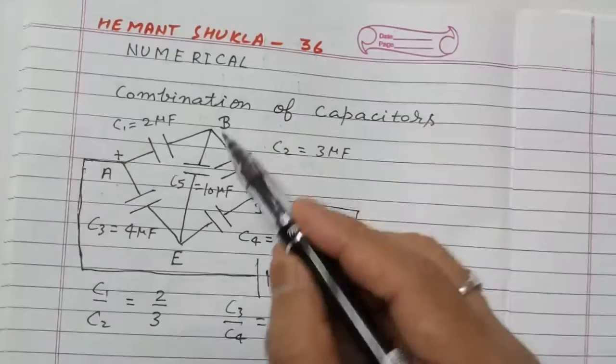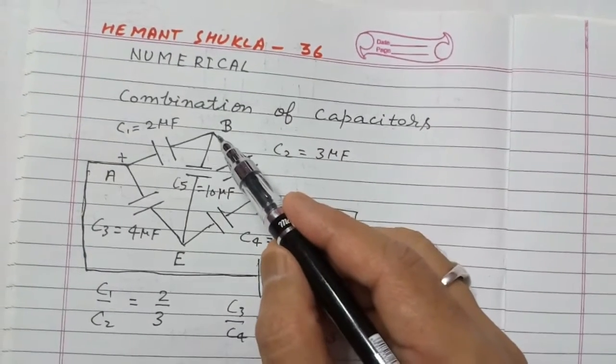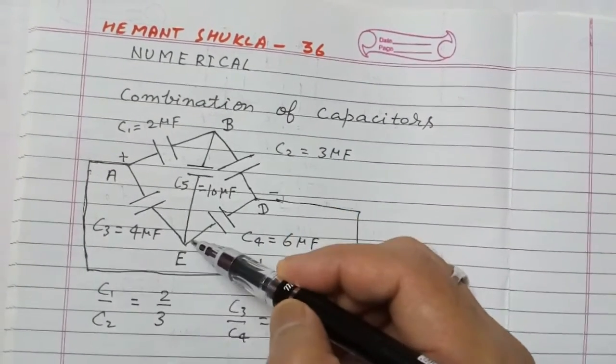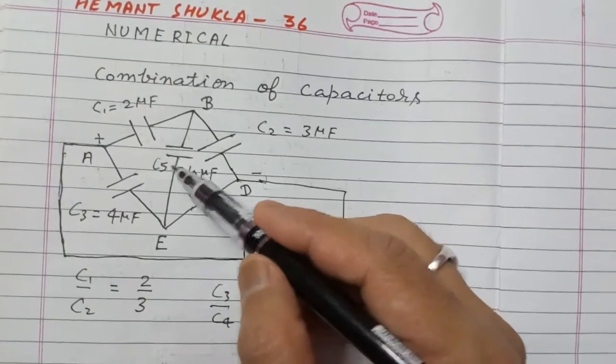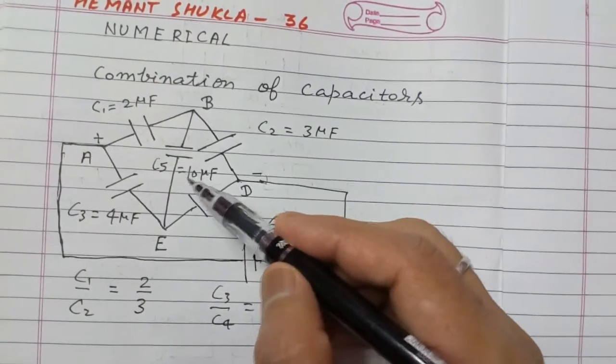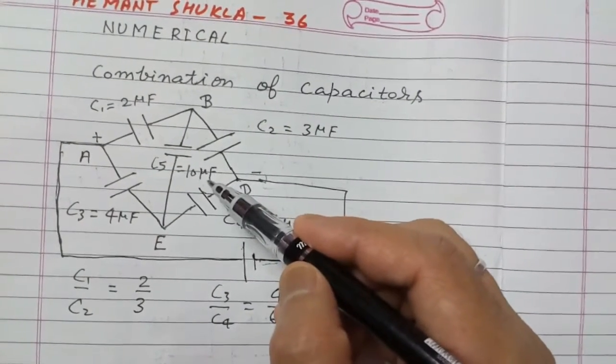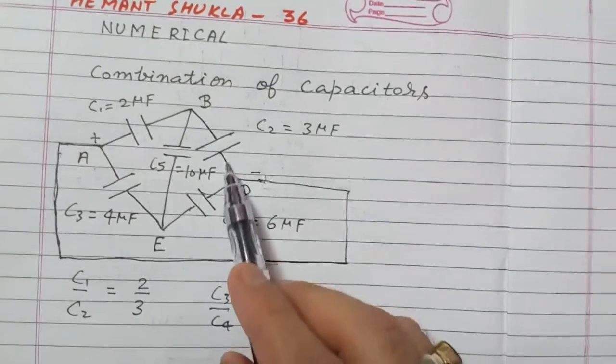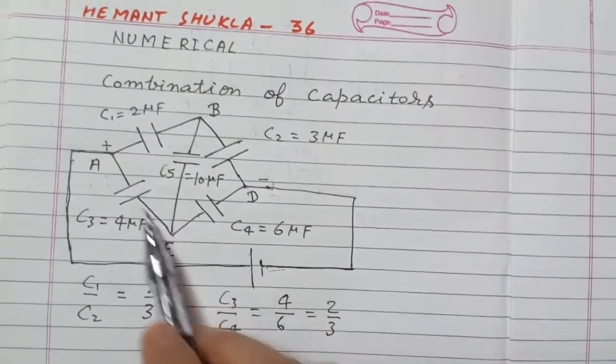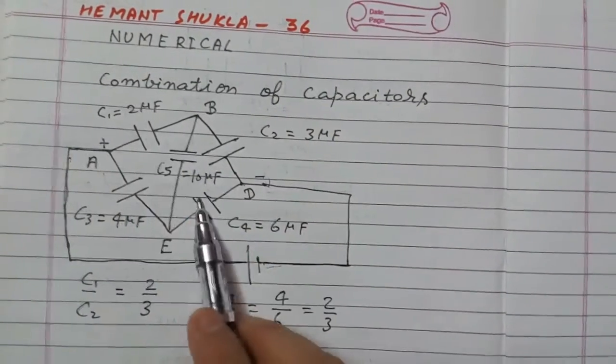And along the diagonal of this quadrilateral BE, a fifth capacitor C5 is connected. Its value is 10 microfarad. Now we have to calculate its equivalent capacitance.